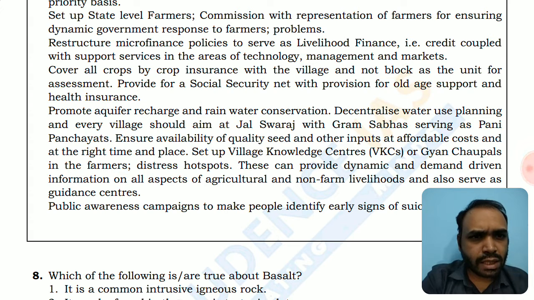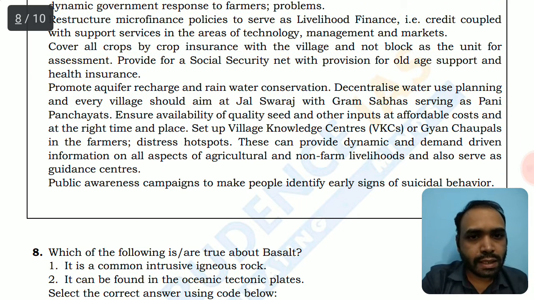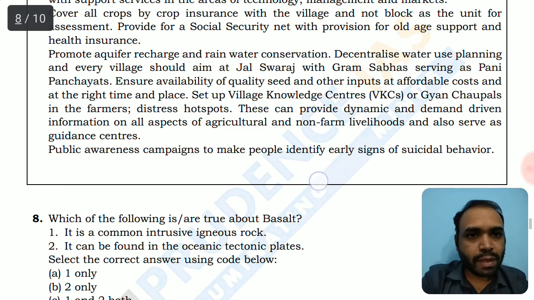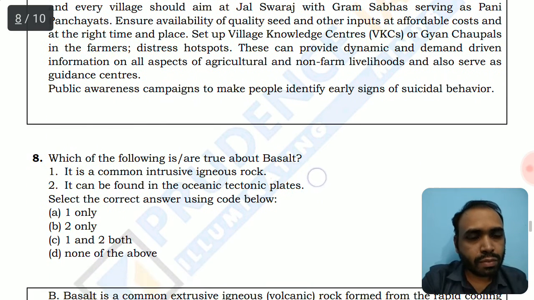Set up the village knowledge centers, VKCs, and Gyan Chaupals in the farmers' distress hotspots. These can provide dynamic and demand-driven information on all aspects of agriculture and non-farming livelihoods, and also serve as guidance centers. So the public awareness campaigns can make people identify early signs of suicidal behavior. So this public awareness is also important if we want to reduce and contain the incidences of farmer suicides.